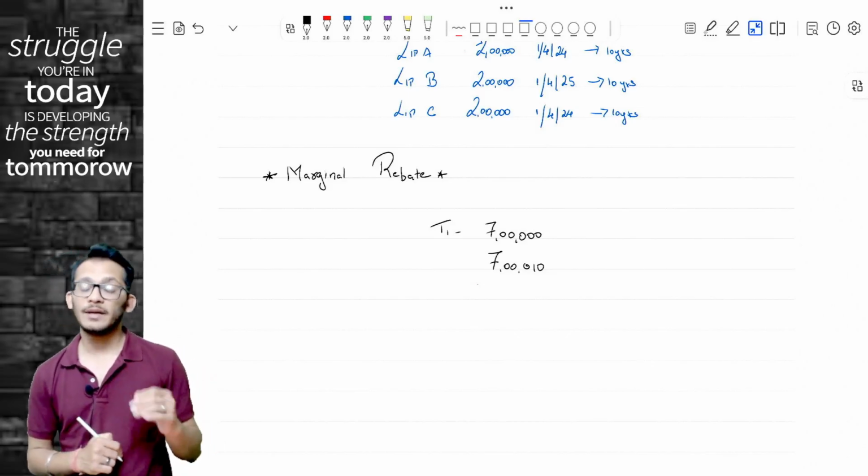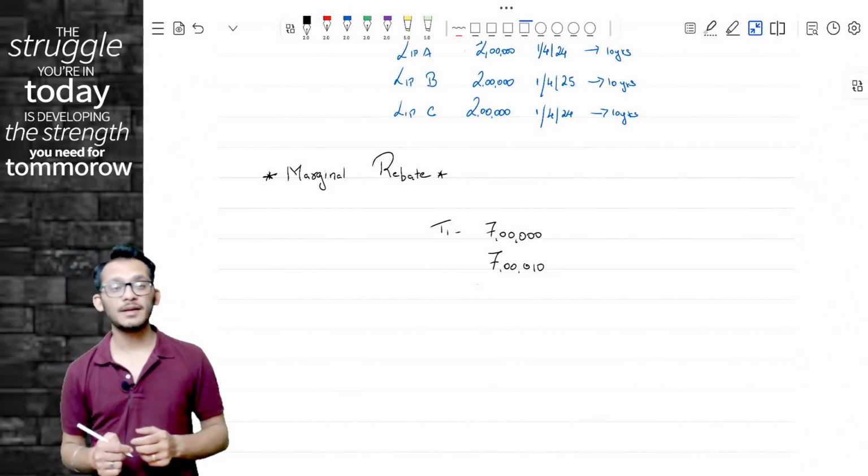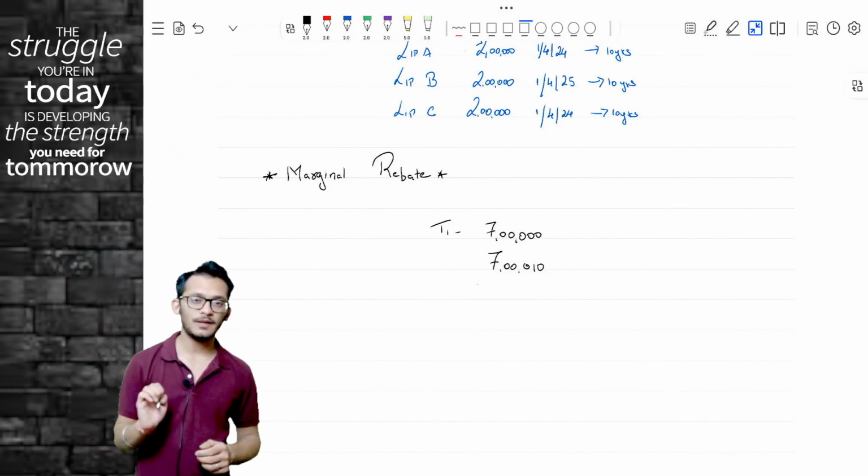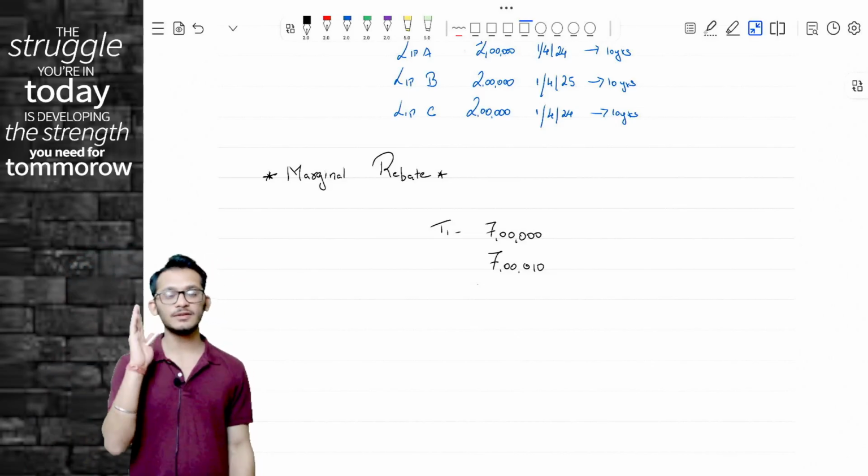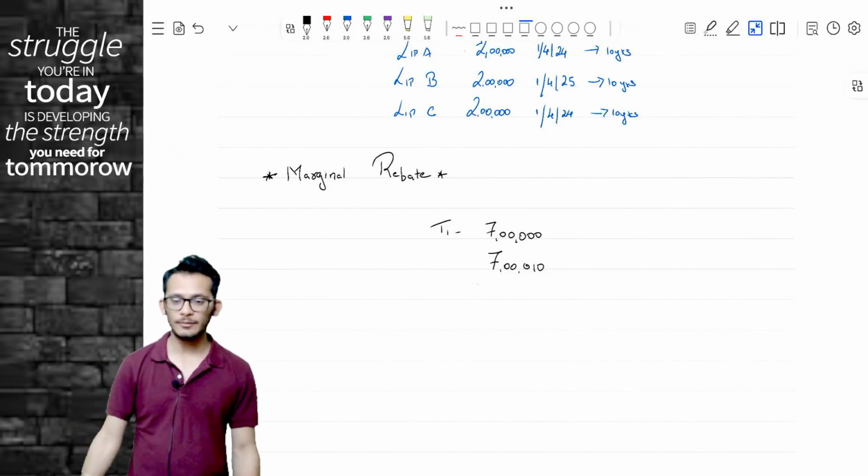Rahul, will you have to pay tax? Answer is yes. Rahul, how much will you pay tax? You will pay tax on everything, starting from the first 3 lakhs. You'll have to pay tax on everything.